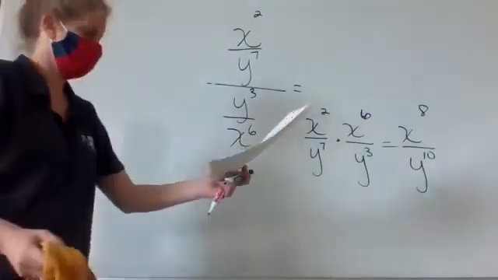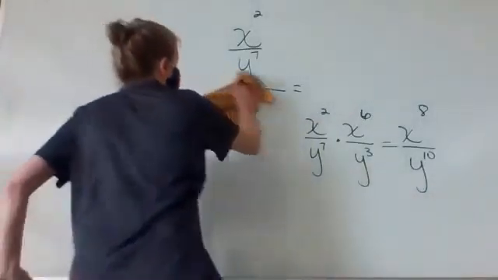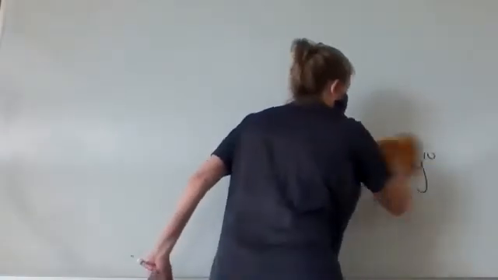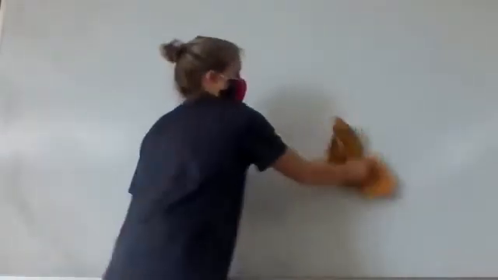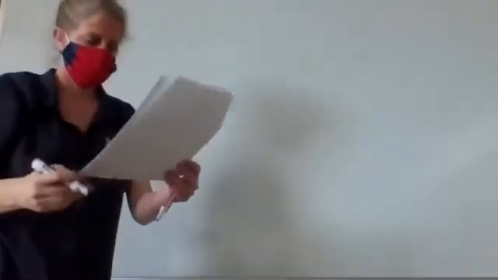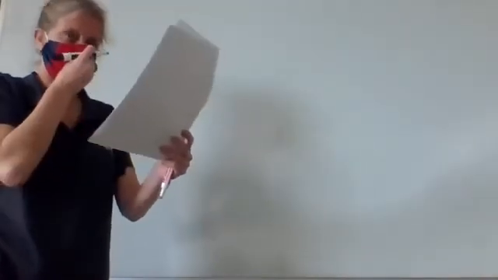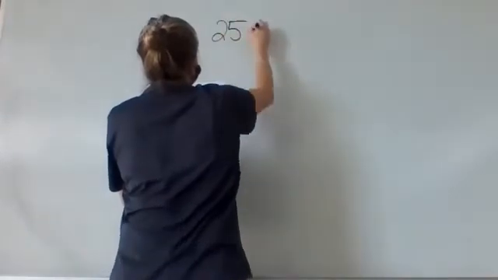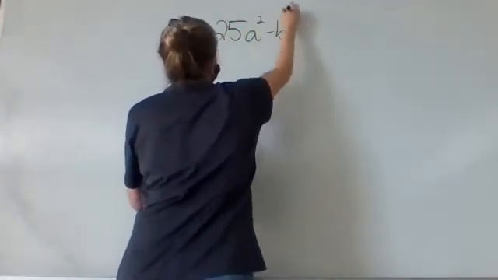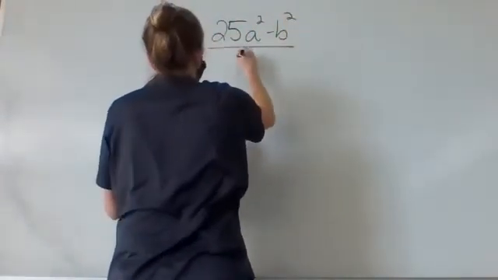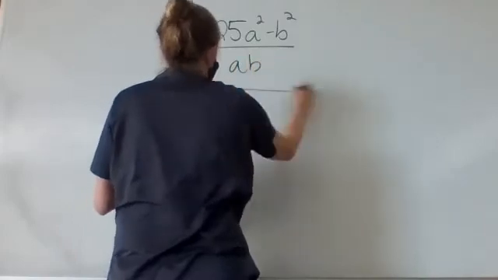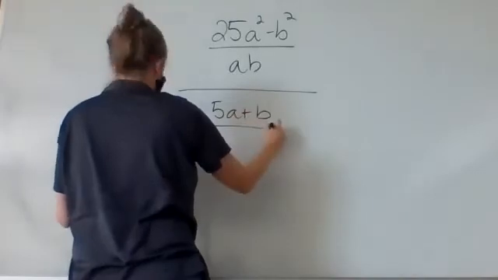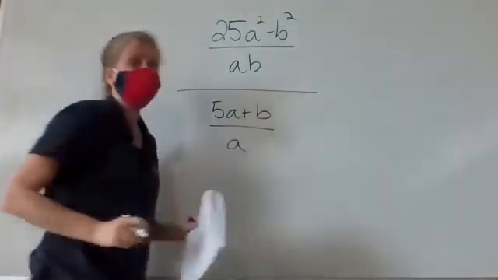All right. Number 9. I've got 25a squared minus b squared over ab over 5a plus b over a. Cool.